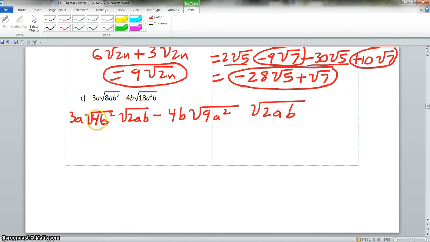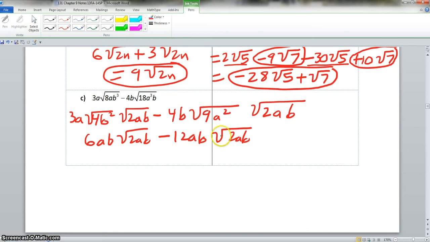So here the square root of 4 is 2. 2 times 3 is 6. Square root of b squared is b, so that would be 6ab. And then now we will be left with square root of 2ab. Now we have minus. Square root of 9 is 3 times 4 is 12. Square root of a squared is a times b will leave us ab. We had a square root of 2ab.